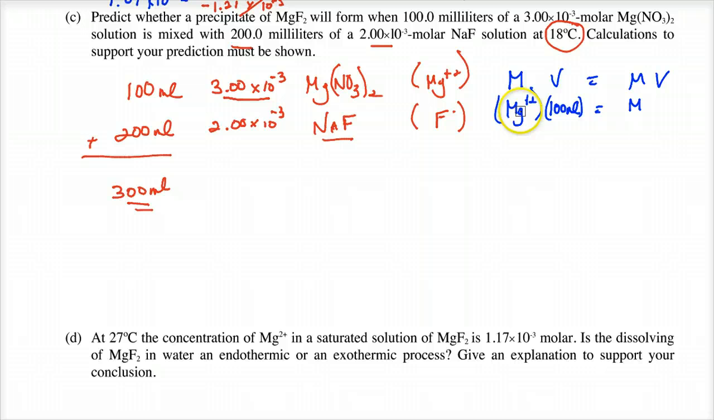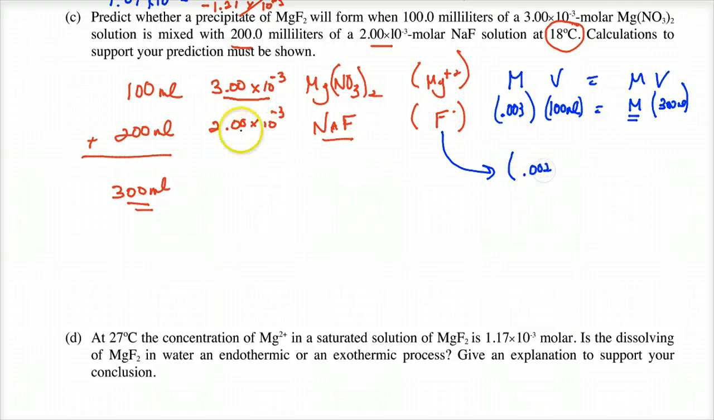The molarity that you had was 0.003, right? That's the same number as that. And we're going to solve for the new molarity when the volume now is 300 milliliters. So you can see that you're just going to solve for the new molarity of the Mg plus 2. You can do the same thing for the fluoride ion. It currently is 0.002 molar in 200 milliliters. What is its molarity when the solution is now 300 milliliters?